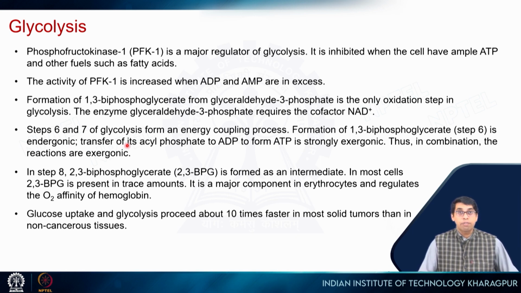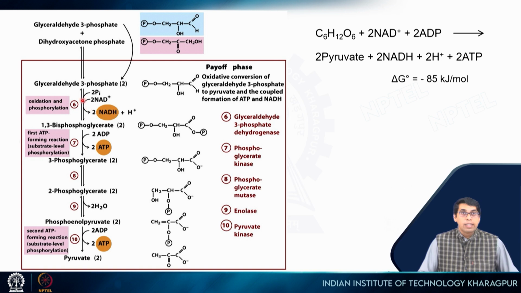However, transfer of its acyl phosphate to ADP to form ATP is strongly exergonic. So the combination of these two makes it an exergonic reaction. This reaction is unfavorable, but this reaction is highly favorable. So together this becomes a favorable reaction, going from glyceraldehyde 3-phosphate to 3-phosphoglycerate and the formation of ATP molecules.